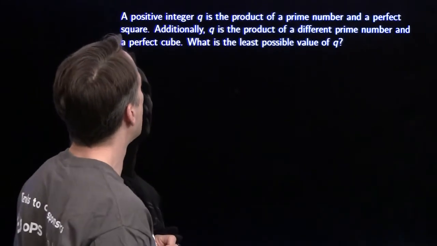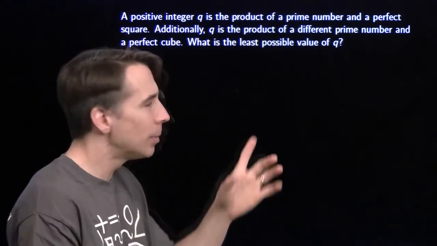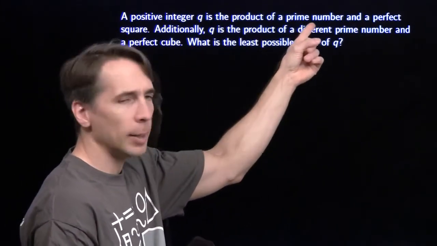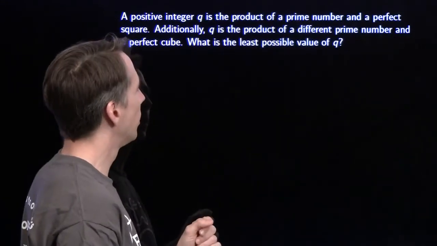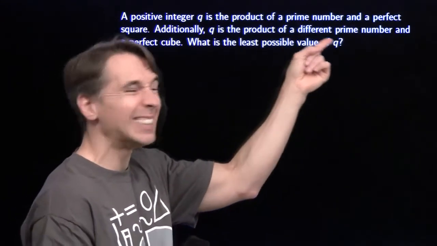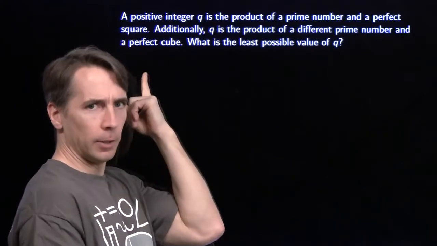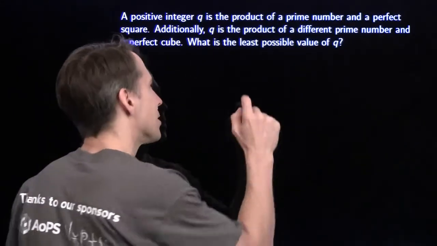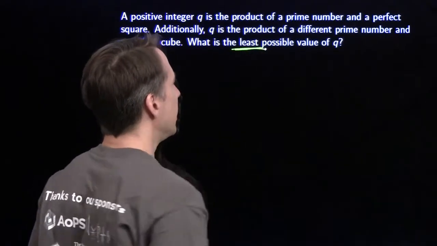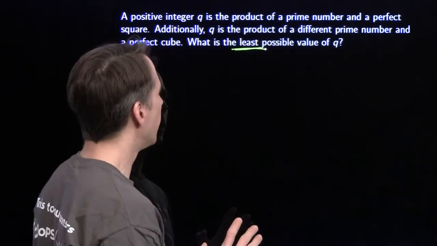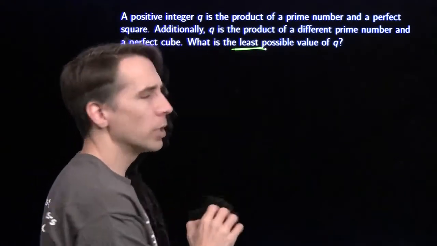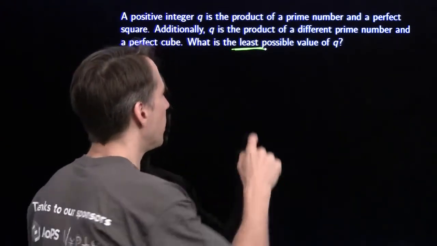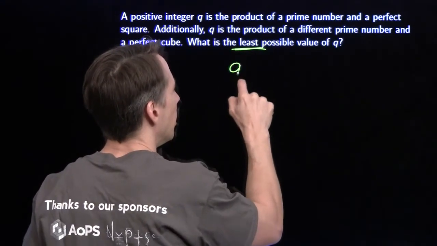Oh boy. All right, in this problem, Q is the product of a prime number and a perfect square. It's also the product of a different prime number and a perfect cube. And we're looking for the least possible value of Q that fits this. Once again, I'm going to underline that "least" so I remember what I'm looking for here. I've got to turn these words into equations. Maybe we'll be able to do something clever with them.